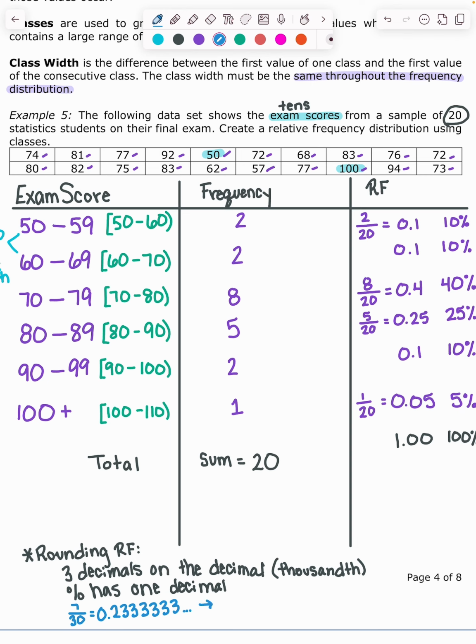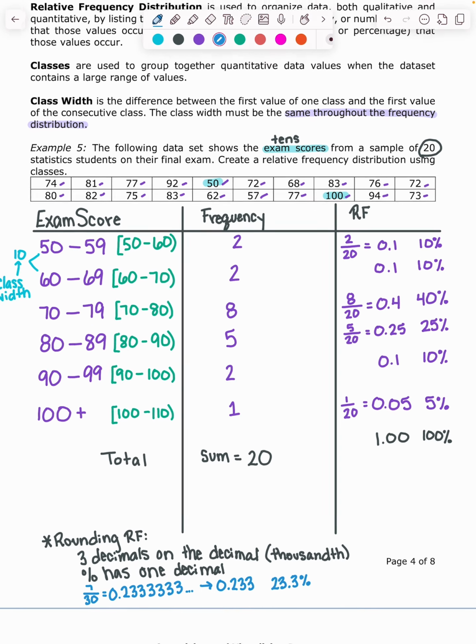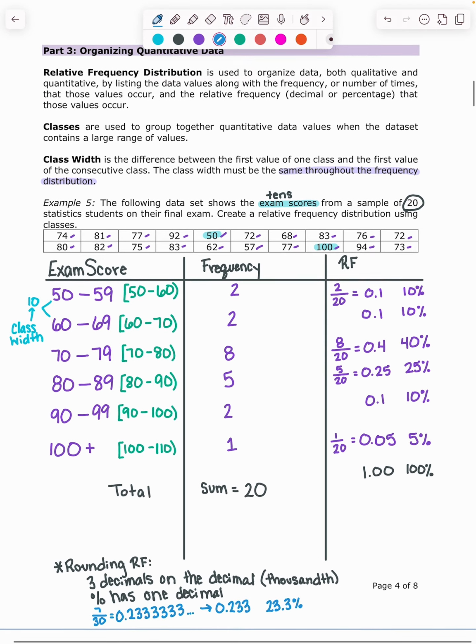When I write this in the chart, if I want to write out the decimal for this, I would write 0.233. If I was doing the percentage, that would leave me with 23.3%. This is a general guide on the best practice for rounding. It is not a hard and fast rule. But that is an example of how you can do a relative frequency distribution for quantitative data.